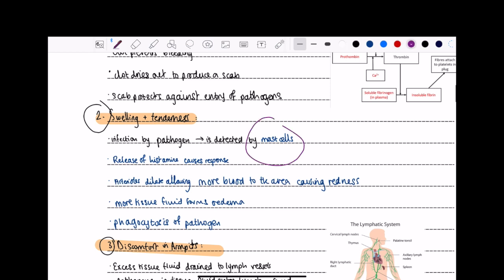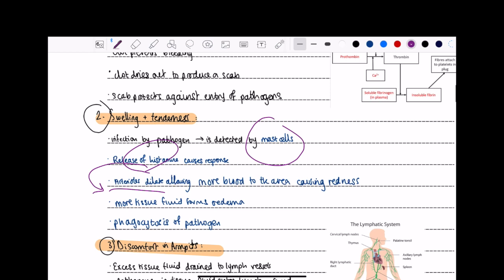Mast cells detect it. Histamine. Histamine's a great one because when you think of hay fever and stuff, the medicine you have to combat that is antihistamines. So that's how I memorise that part. And then histamines directly cause the arterioles to dilate. Okay, so more blood to the area.